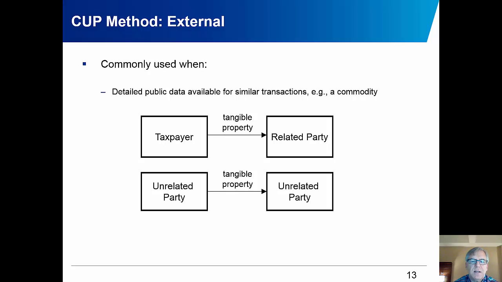So imagine in this diagram here that you're advising the taxpayer who is making a sale of tangible property to a related party, and a CUP based on an external source would be able to observe a transaction in the bottom row between two unrelated parties for the same type of property, comparable in all regards, or if not perfectly comparable, at least something you can make an adjustment for. And you can use that price as a reference point for the price in the first transaction, the related party transaction.